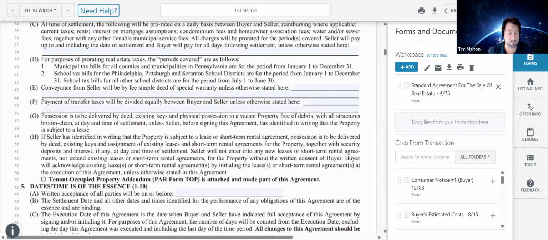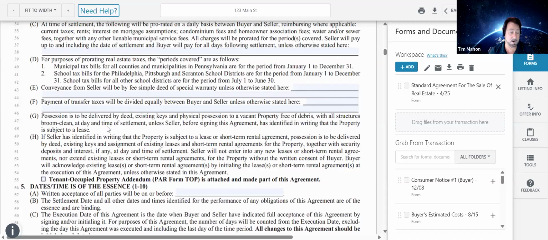Possession is delivered by deed, existing keys, physical possession to a vacant property, free of debris, with all structures broom clean at day and time of settlement, unless the seller before signing the agreement has identified that the property is subject to a lease. Okay, so I make sure that I read that paragraph when I'm presenting this contract to my seller if I'm on the listing side, making sure they understand what this term means.